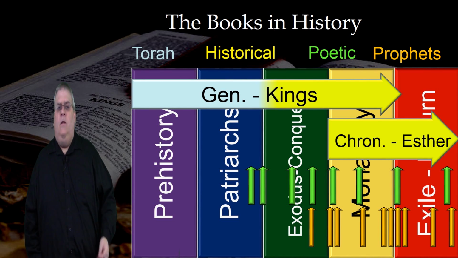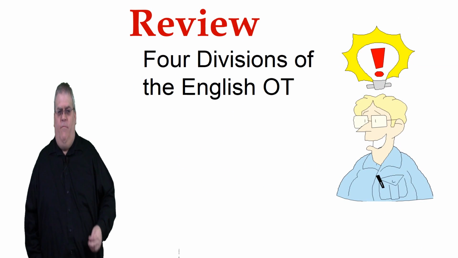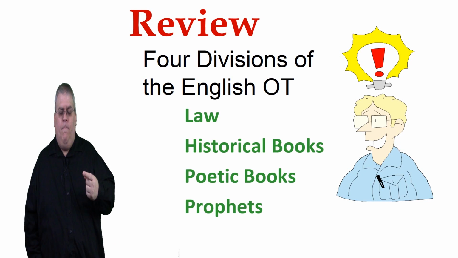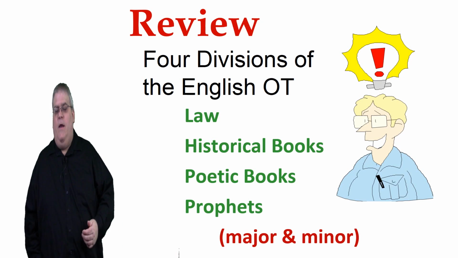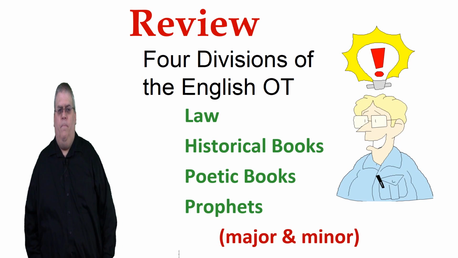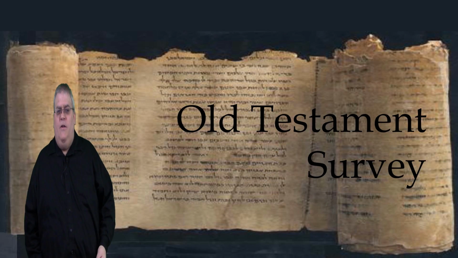But for now, let's review the 4 divisions of the English Old Testament books. And they are the law, the historical books, the poetic books, and the prophets. And then remember, the prophets are divided into major prophets and minor prophets, depending on the length of each book. Now, hopefully, this provides you an organizing framework to understand the literature, the books of the Old Testament, and helps you see the grouping characteristics of each book.